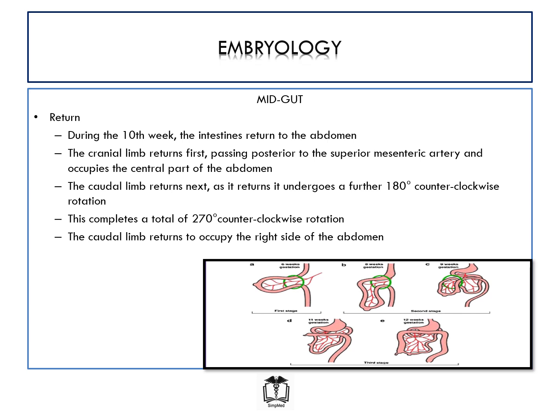The first aspect of the midgut loop to return is usually the cranial limb. Remember the cranial limb, that part that tends to rotate to the right side after the 90 degrees counterclockwise rotation. So that part returns first. It returns, passes posterior to the superior mesenteric artery, and then occupies the central part of the abdomen. And that cranial limb, please do note, eventually gives rise to the small intestine.